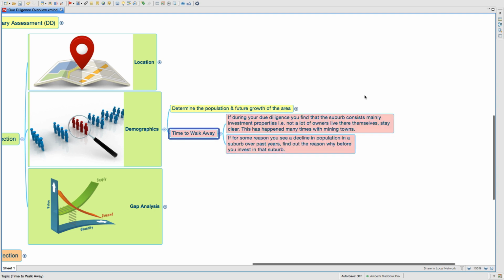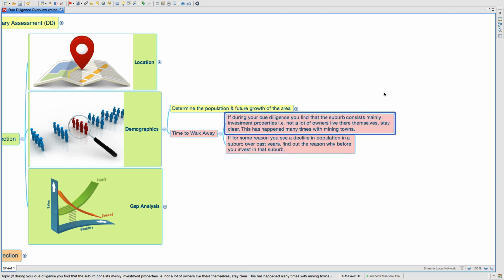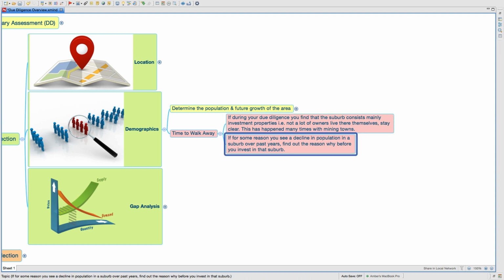Time to walk away. If during your due diligence you find that the suburb consists mainly of investment properties, that is, not a lot of owners live there themselves, stay clear. This has happened many times with mining towns. If for some reason you see a decline in population in a suburb over the past years, find out the reason why before you invest in that suburb.